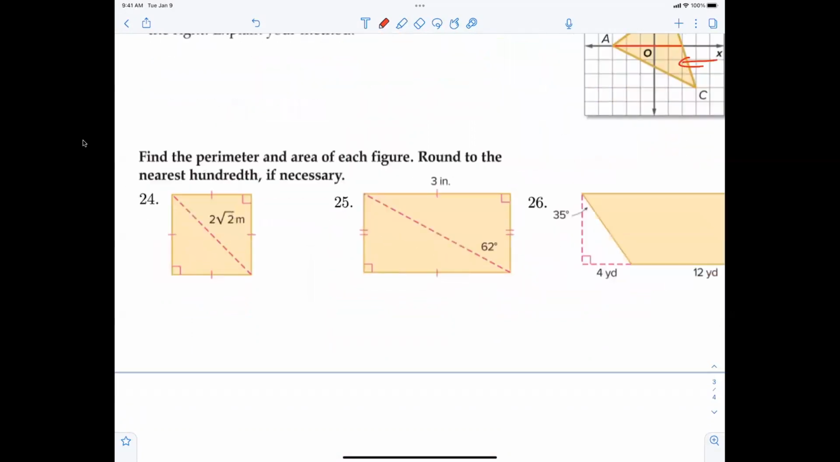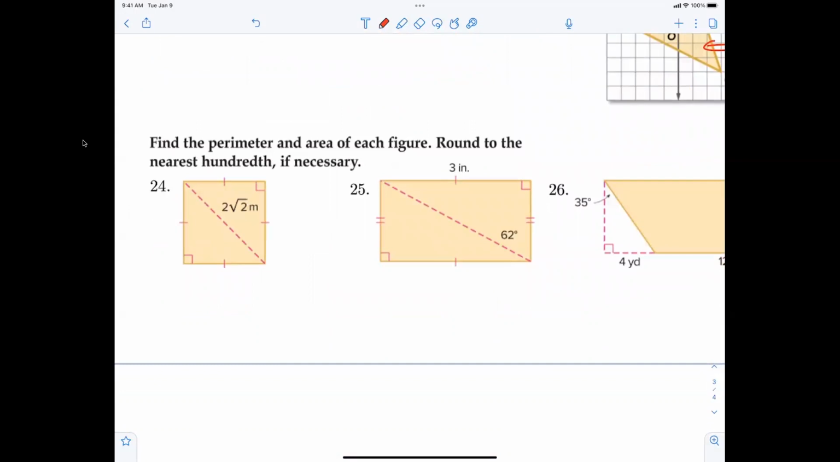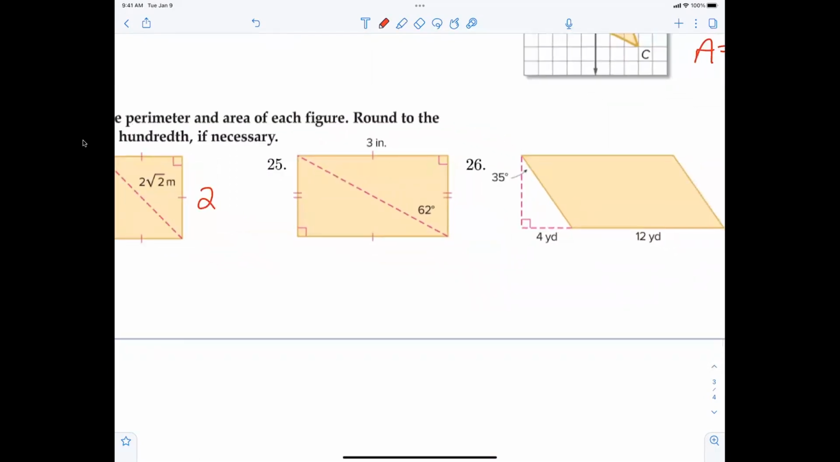All right, now we got some problems here. Find the perimeter and area. So now the 24 is kind of easy. Do we agree? Because that's just a diagonal. Diagonal is 2 radical 2. So what's the side length? All right. So I don't have to say anything more about that. Okay, however, question number 25 is a little bit more challenging because we must remember our trig.